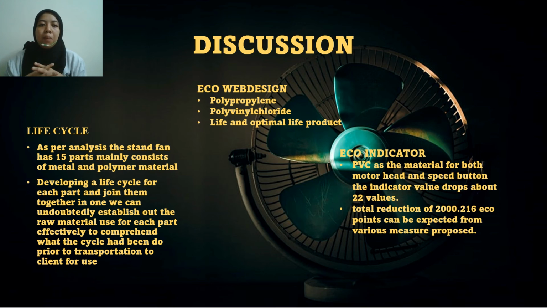Next, about the eco design web. The main part of our product is the use of material of polypropylene. Lastly is about the eco indicator. PVC as the material for both motor head and speed button. The indicator value drops about 22 values. Lastly, about the total reduction. The total reduction of 2000.216 eco points can be expected from the various measures proposed.